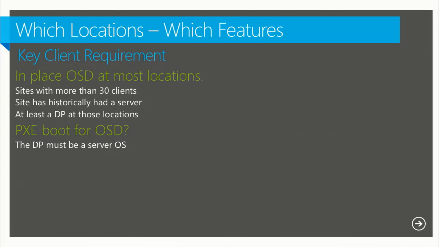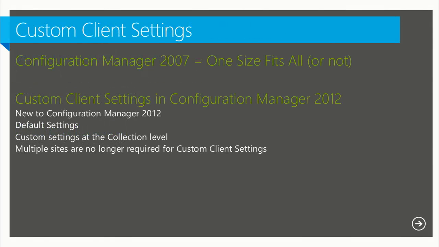So in my case study client, their key requirement was that if a site had more than 30 clients, they wanted to do operating system deployment. Also, if a location had historically had a server, even if they were less than 30 clients, they wanted to put a DP there. Okay? And so they had DPs at those locations. If they wanted to PXE boot that instead of sending a USB key, or CD or whatever, then it had to be a server OS, not a client OS, because of the requirements around having a PXE point doing that.